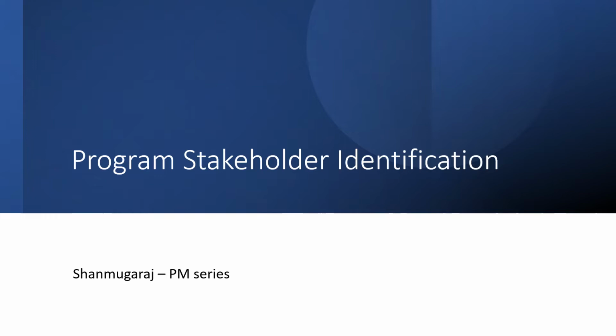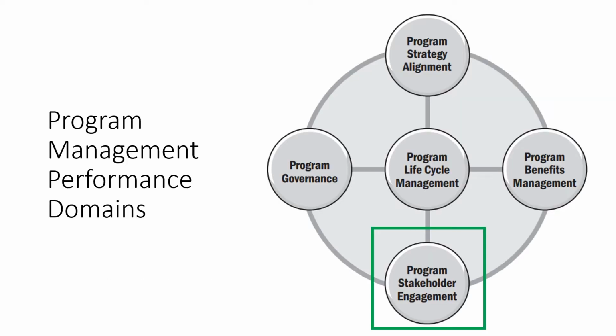Today we're going to cover the topic of program stakeholder identification. As we are aware, as per the standard of program management, there are five performance domains defined in PMI. Those are program strategy alignment, benefits management, stakeholder engagement, governance, and lifecycle management. We already covered strategy alignment and benefits management in my previous videos. We started stakeholder engagement, and today we're going to get into it in detail.